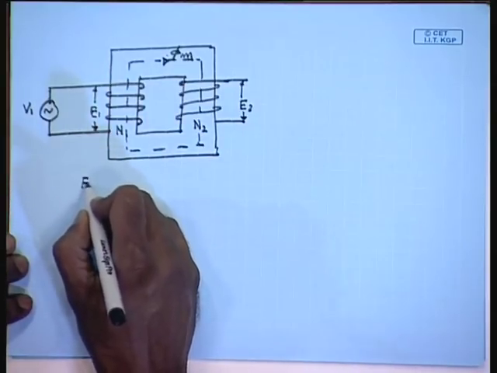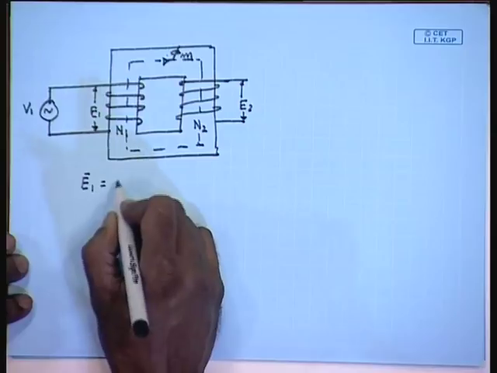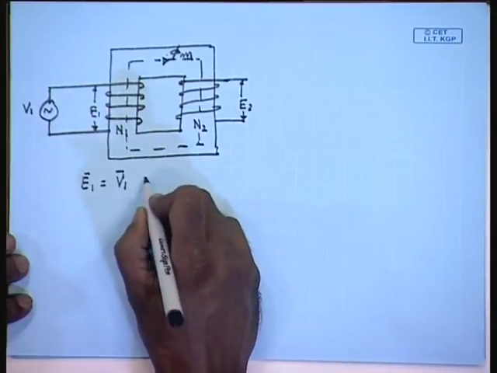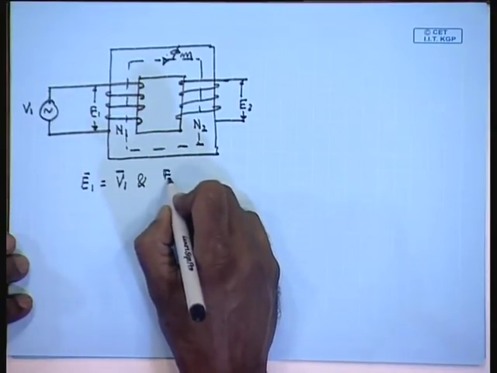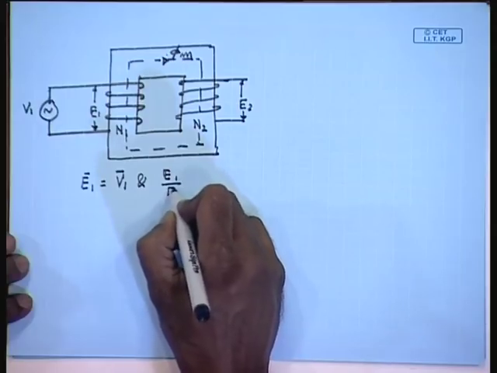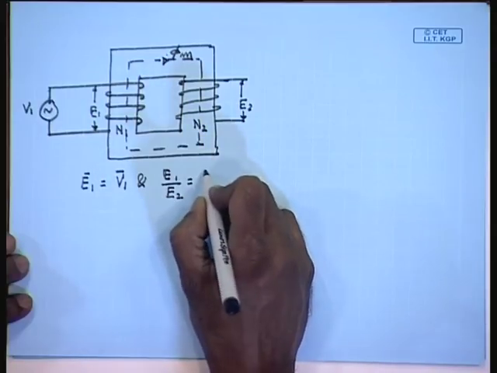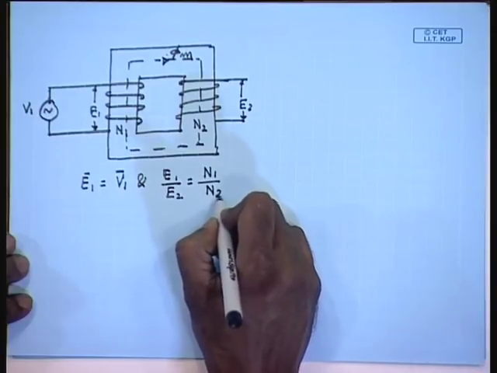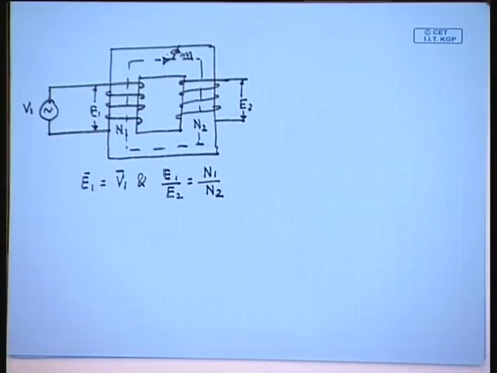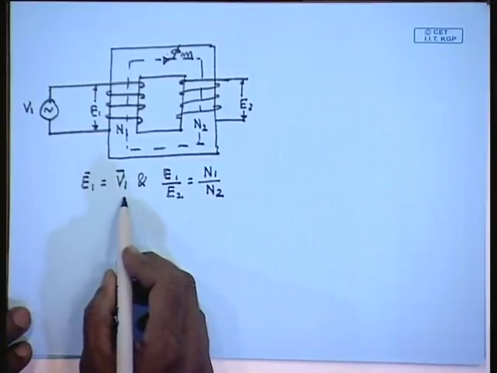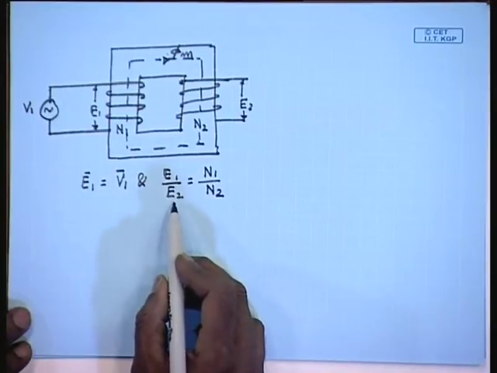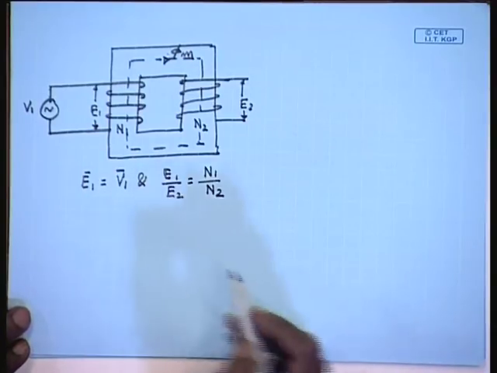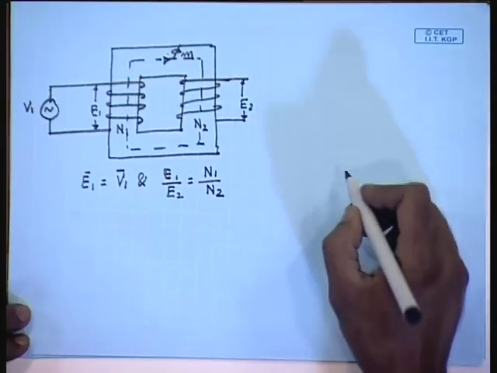E1 equal to V1, and E1 by E2 equal to N1 by N2. Not only that, E1 and V1 are in phase, and E2 is also in phase with E1. The phasor diagram can be drawn as follows.